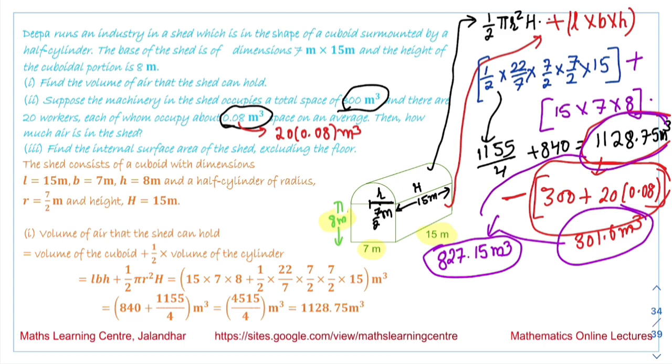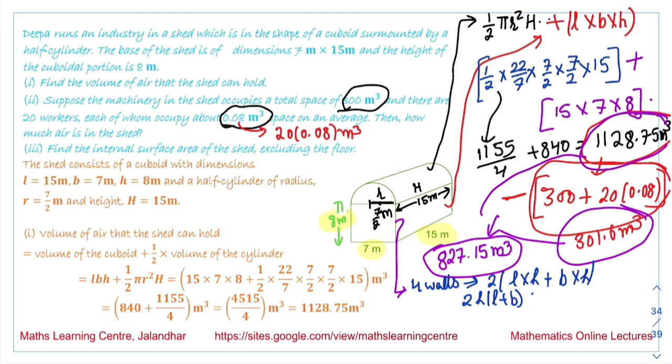Now the third part is, find the internal surface area of the shed excluding the floor. So we have two portions over here. One is this cuboidal portion, and in this cuboidal portion, when we have to calculate the area, we have 4 walls, and the area of those 4 walls will be equal to 2 times length into height plus breadth into height, or we are writing it as 2h into L plus B. This is the area of the 4 walls.